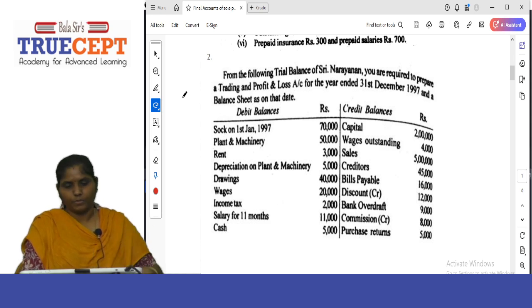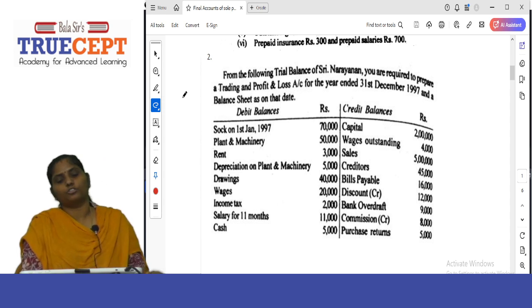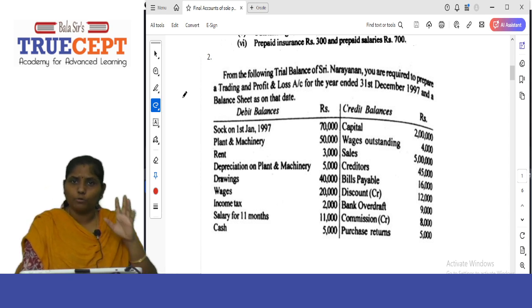Then comes your salary for 11 months. Remember, we talk about inbuilt adjustments, where it is not explicitly given after the trial balance, but inside the trial balance itself we can find some adjustments, right? So here, salary for 11 months. Do you think we are closing the books by 11 months?